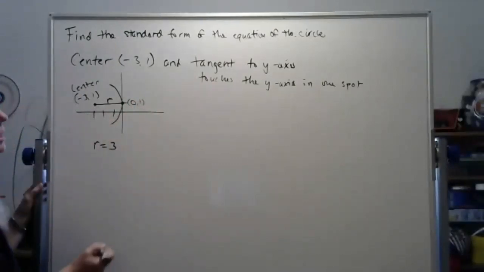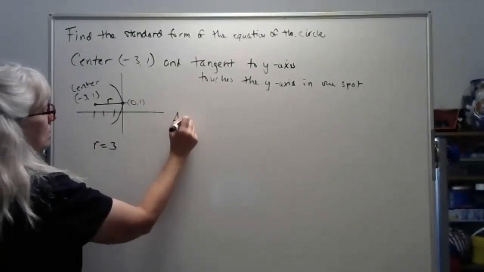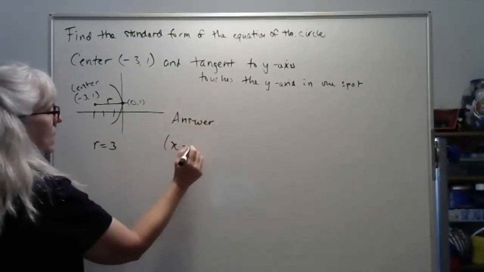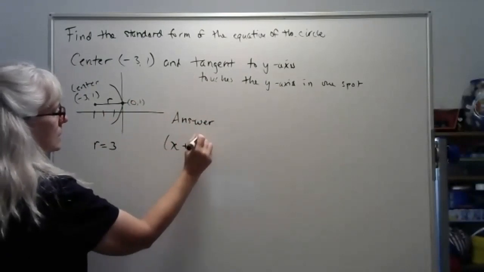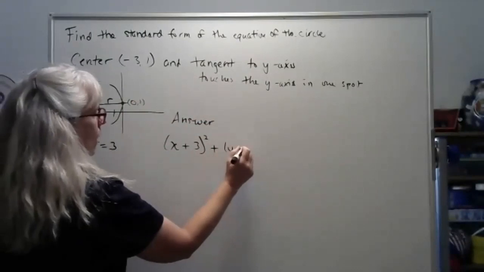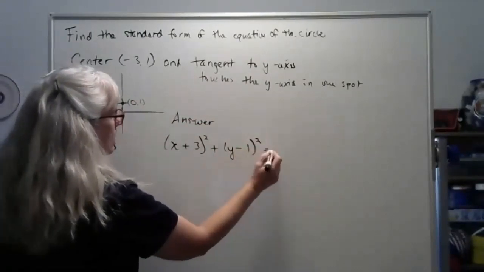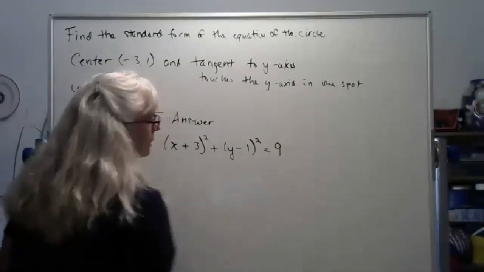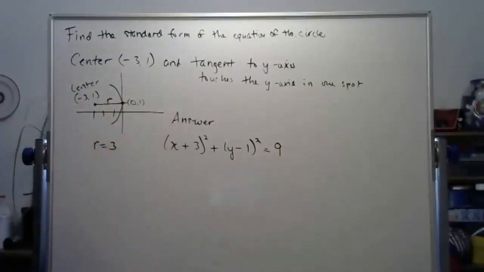And now we can write our equation. So then our answer is simply going to be x minus a -3. That's going to make that a +3 squared. Y minus the 1 squared is equal to the radius squared, and 3 squared is 9. So in that case, if you understand what they're saying in terms of the picture, you can just write your answer. My favorite kind of problem. Not a lot of work involved.